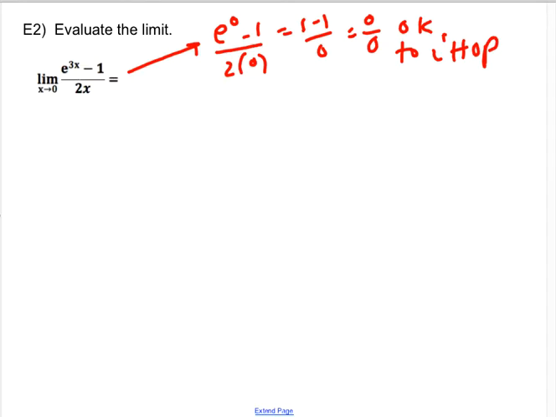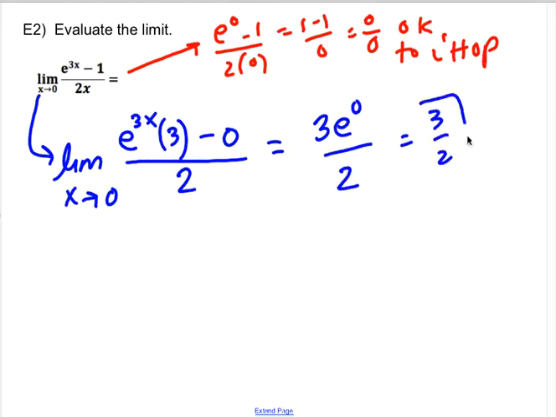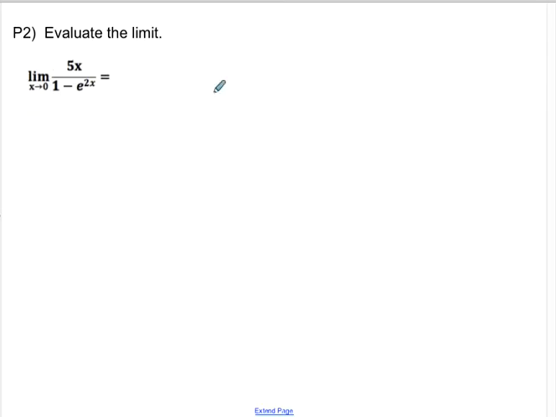So when I go to apply L'Hopital's, I'm going to get that this is the limit as x approaches 0 of the derivative of e to the 3x, which is e to the 3x times the 3 for the chain rule, minus a 0 because I differentiate the 1 and get a 0. And on the bottom, I get a 2 when I differentiate 2x. So now when I plug in, I get 3e to the 0 over 2, which is 3 halves, and that's my answer.